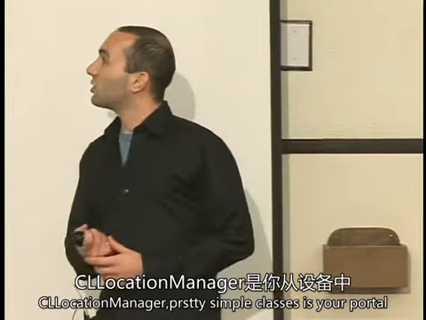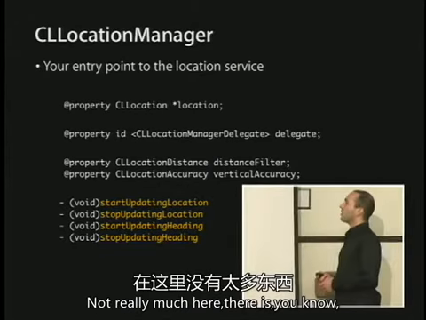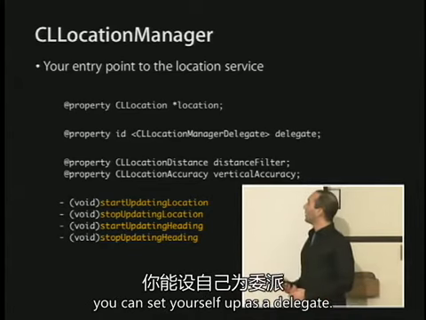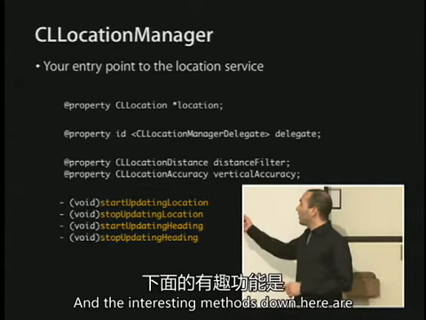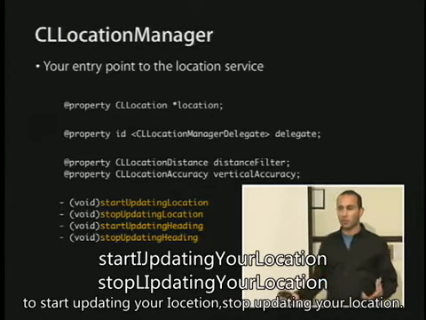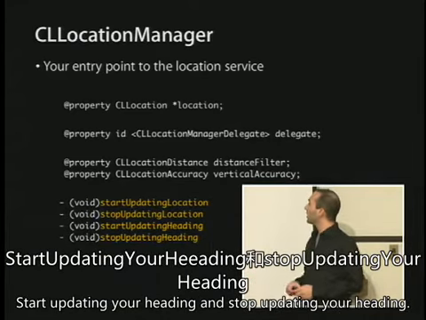CLLocationManager, pretty simple class. This is your portal to getting location data from a device. Not really much here. You can get the location value. You can set yourself up as a delegate. And the interesting methods down here are to start updating your location, stop updating your location, start updating your heading, and stop updating your heading.